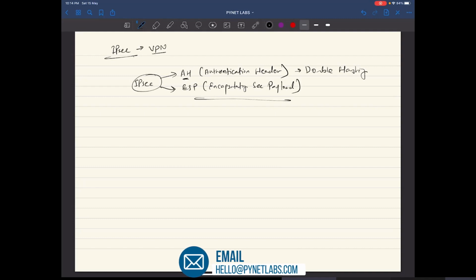So when you talk about security, it's all about the CIA triad, right? Confidentiality, integrity, and availability. This CIA triad is met when you use IPsec, by using either the authentication header or ESP.